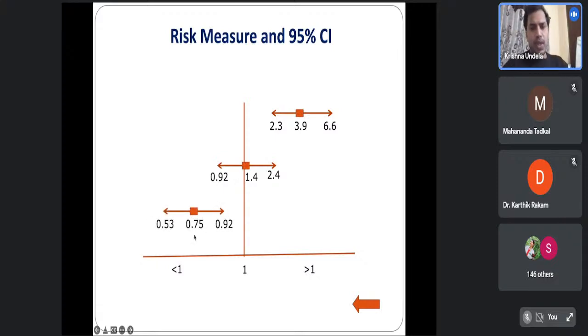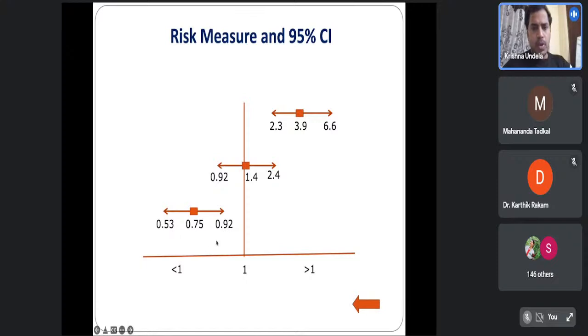We have 0.75. The relative risk is 0.75. So 0.75 means it is less than 1. That means less chance of getting the outcome. That means empirical fluconazole has less chance of getting the mycotic infections if the value is something like this, less than 1. And we have the confidence interval with 0.53 as the lower limit and 0.92 as the upper limit.